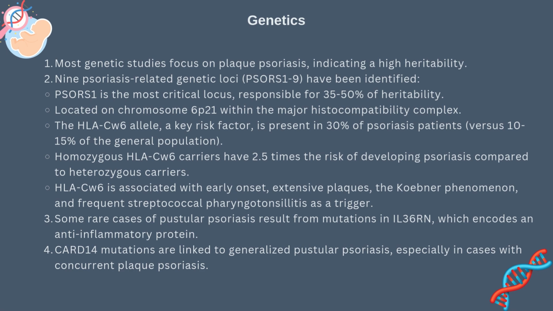HLA-CW6 is associated with early onset, extensive plaques, the Koebner phenomenon, and frequent streptococcal pharyngotonsillitis as a trigger. Some rare cases of pustular psoriasis result from mutations in IL-36RN, which encodes an anti-inflammatory protein. CARD14 mutations are linked to generalized pustular psoriasis, especially in cases with concurrent plaque psoriasis.